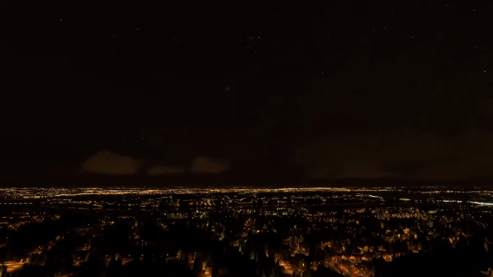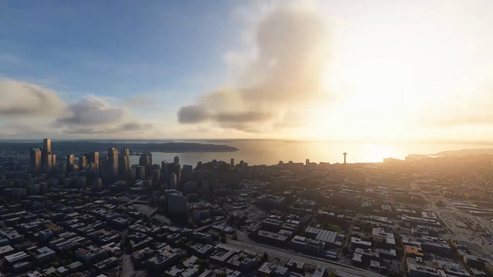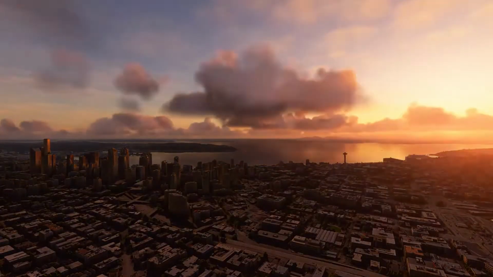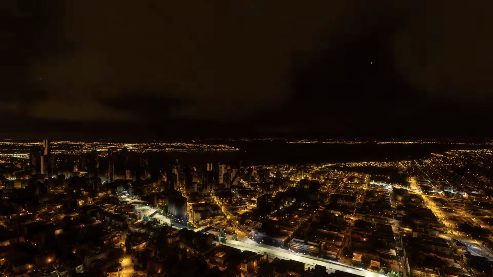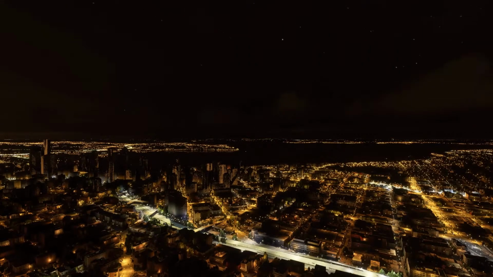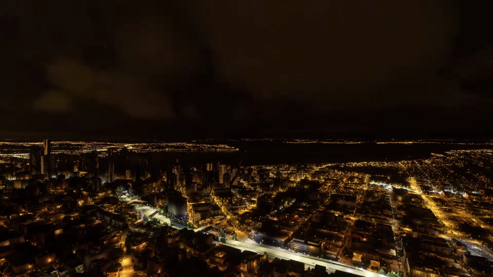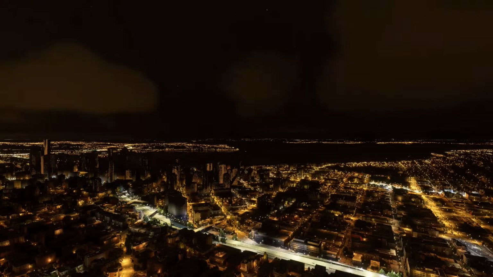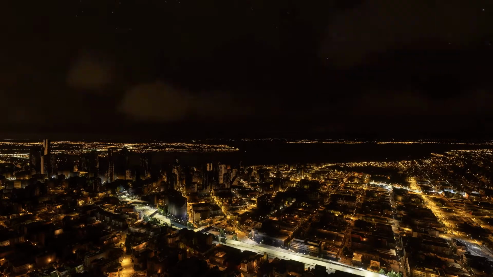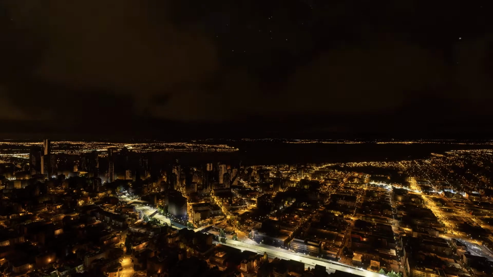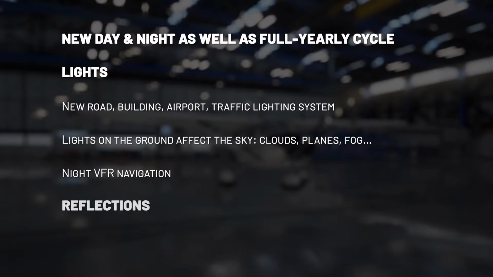We have also completely revamped the lights on the ground. So the city lights, the road lights, the runway lights or the airport lights in general, all those lights will also inform the rendering. You can see the clouds being lit by the city by night. And it allows, as a result, VFR navigation by night, which is pretty cool. All the reflections are also taken into account, so you will see all those lights reflect on the water, for example.